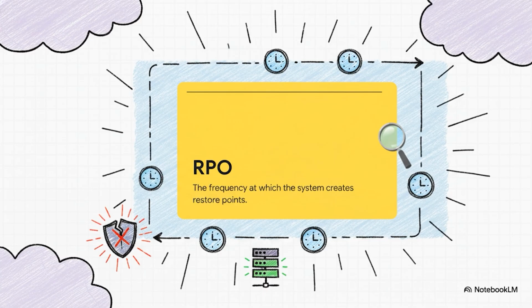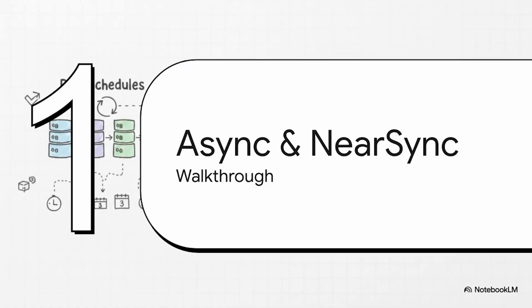The second you set a policy, boom, that first restore point is created immediately. After that, subsequent points are generated strictly according to the RPO you defined. Ultimately, this dictates your maximum potential data loss. So if your RPO is set to 1 hour, you are accepting that you might lose up to 1 hour of data if a disaster strikes. Simple as that. Moving right along to Section 2, our async and NearSync walkthrough.